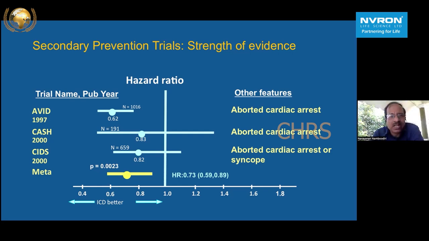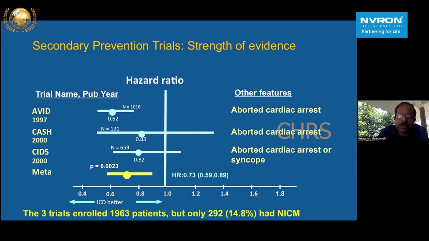So the evidence on secondary prevention trials is from classical trials like AVID, CIDS and CASH. Altogether, they had almost 2,000 patients, and AVID dominated number-wise. And most of the meta-analyses on this are dominated by AVID, which contributed more than half of the total numbers. In all these cases, aborted cardiac arrest or syncope, the hazard ratio was highly favorable when you have an ICD, but only 15% of the patients had non-ischemic cardiomyopathy, and that is an underrepresented group.